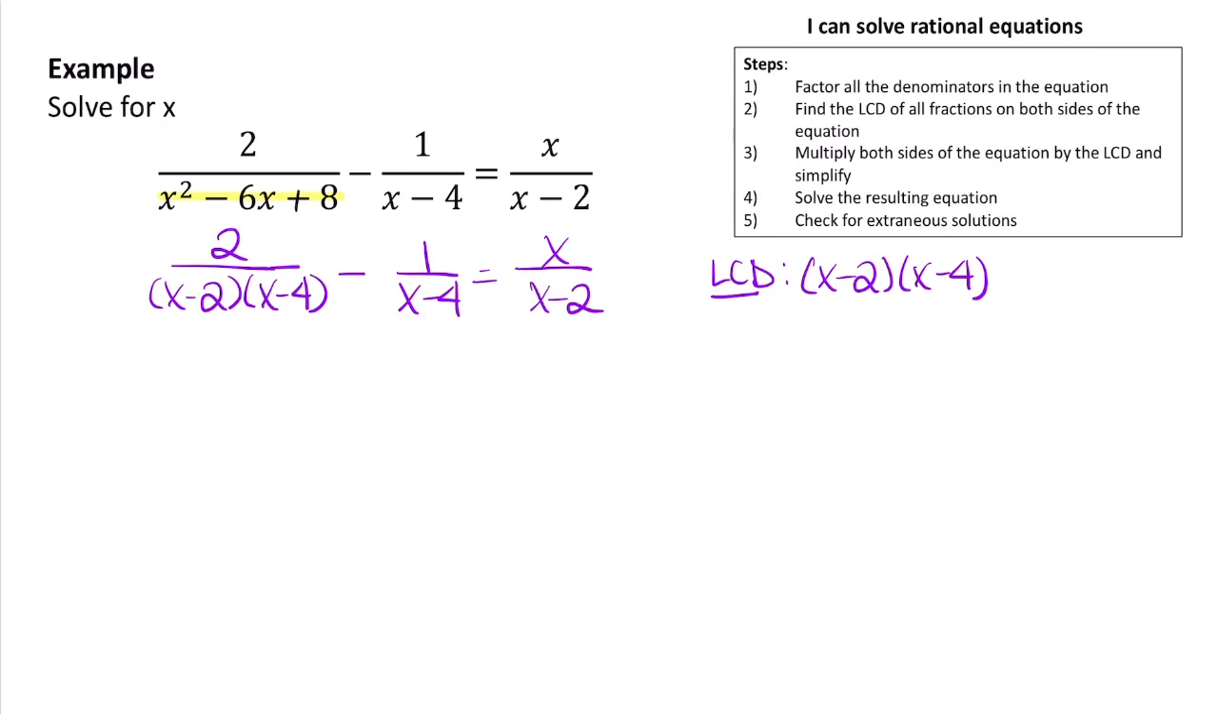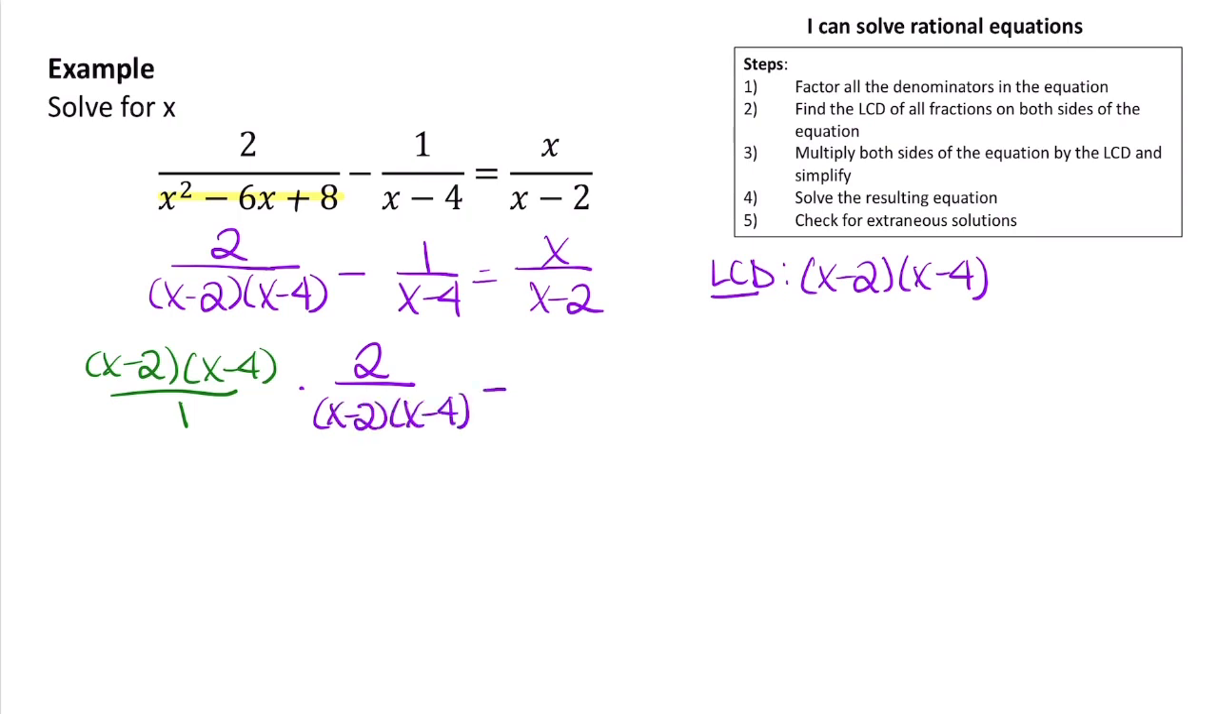Well, I already have an x minus 4, so I don't need to write it again. I already have an x minus 2, so I don't need to write that again. So what I'm going to do now is multiply every single term in this equation by x minus 2 times x minus 4. And I'm just going to go ahead and put it over 1. And so that's 2 over x minus 2 times x minus 4.